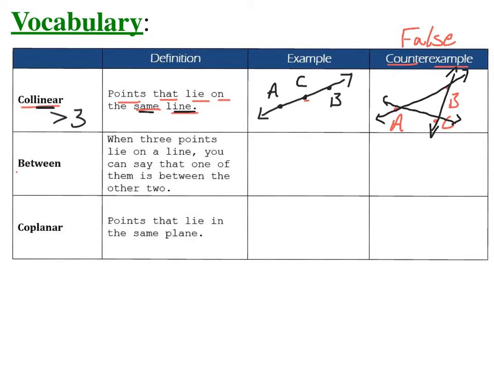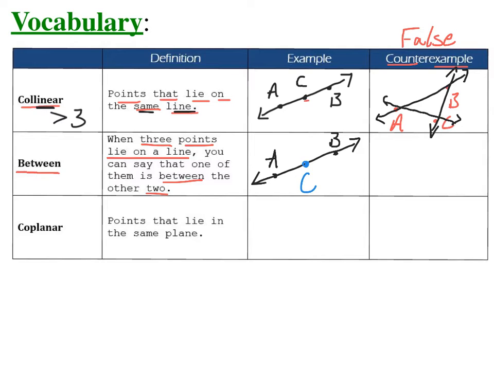Our next term, between. Pretty self-explanatory. If I have 3 points on a line, then there is one of them that's going to be between the other 2. So if I want to redraw the picture from up above, we have points A and B on the left and the right. And in this case, the point that's between would be, obviously, point C.